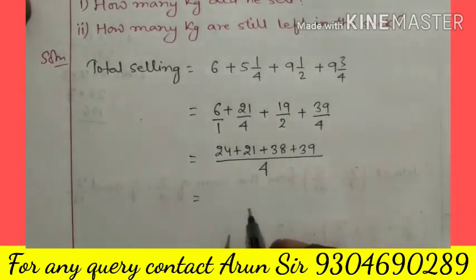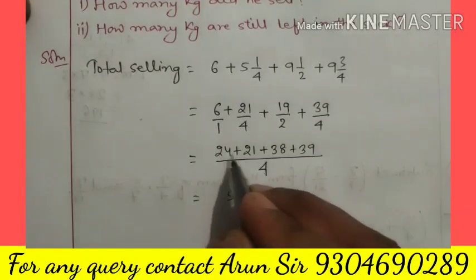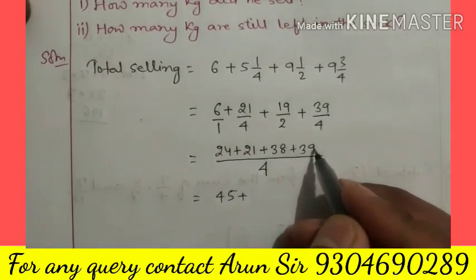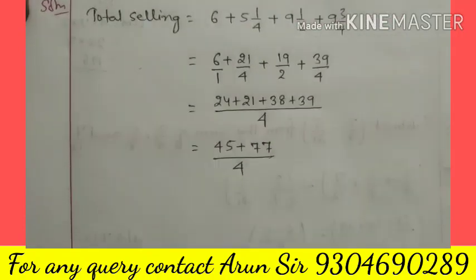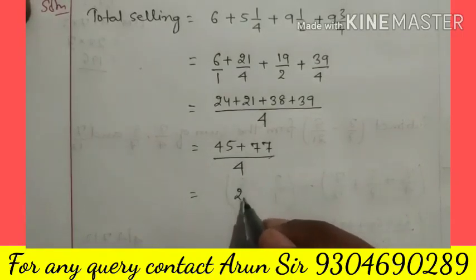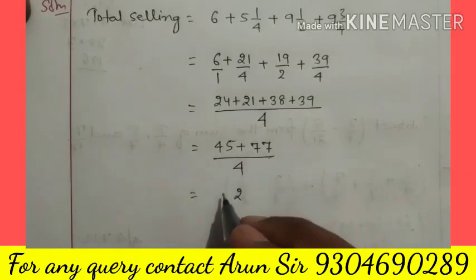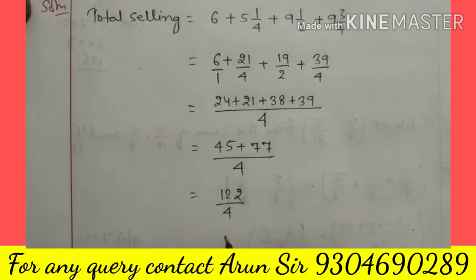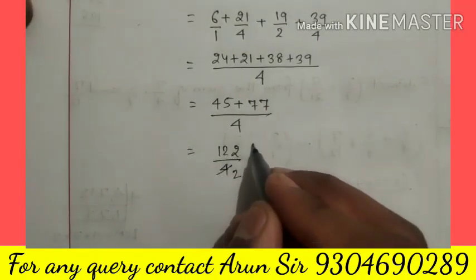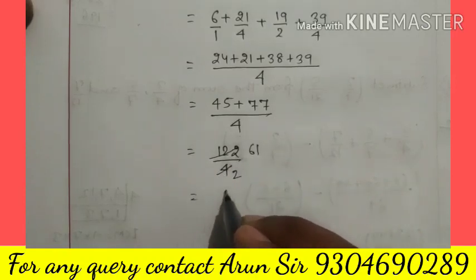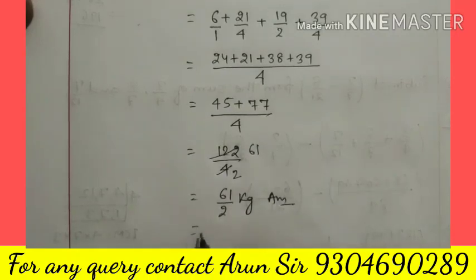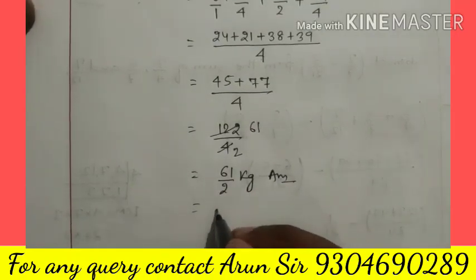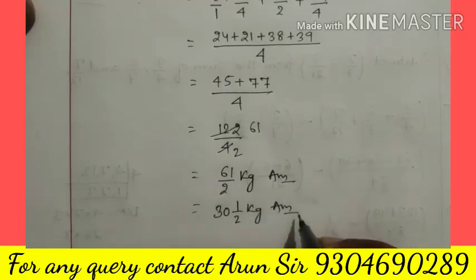Now we will add all these numbers. 4 plus 1, 5, 2 plus 2, 4, 5, plus 8 plus 9, 17, carry 1, 6, 1 7 by 4. Again we will add 5 plus 7, 12, 2 carry 1, 7 1 8, and 4 1, 2, it's 122 by 4. Now we will reduce it. 2 2s are 4, 2 6s are 12, 2 1s are 2, it is 61 by 2 kg. You can leave your answer here also, or if you want to convert into a mixed fraction you can convert. 2 3s are 6, it will be 30 whole 1 by 2 kg. This can also be your answer.